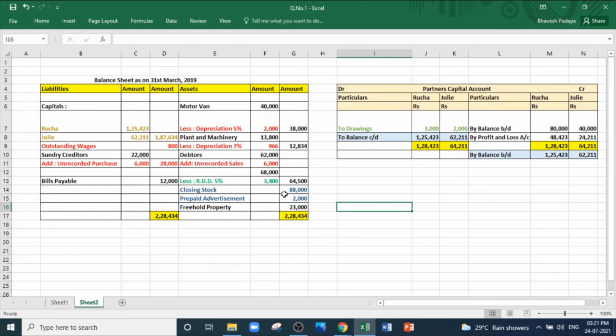Now the balance sheet is complete, and you total the outer column of asset, outer column of liabilities. That will come to 2,28,434 on both the sides. Since both the amounts are equal, the balance sheet has tallied and the sum is right.